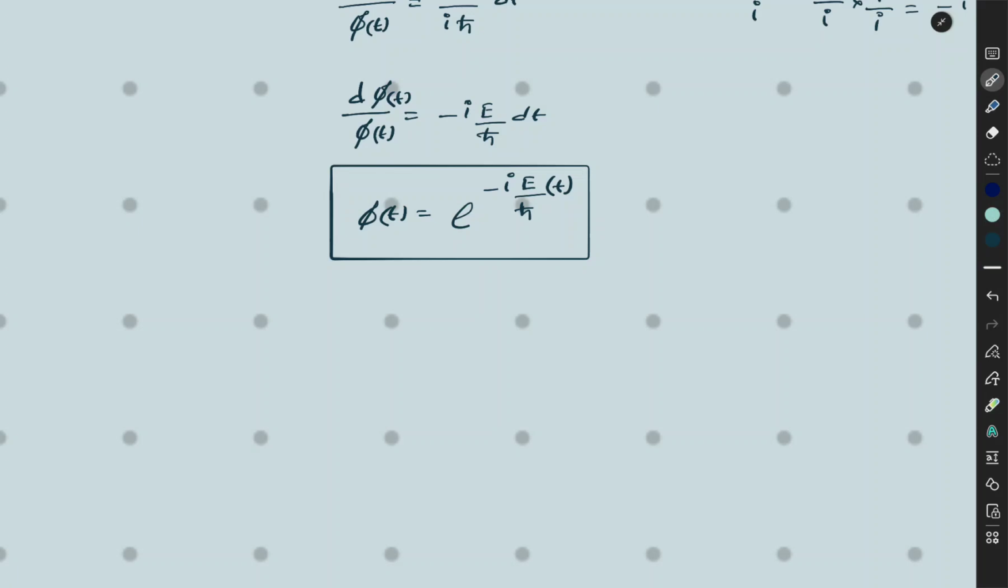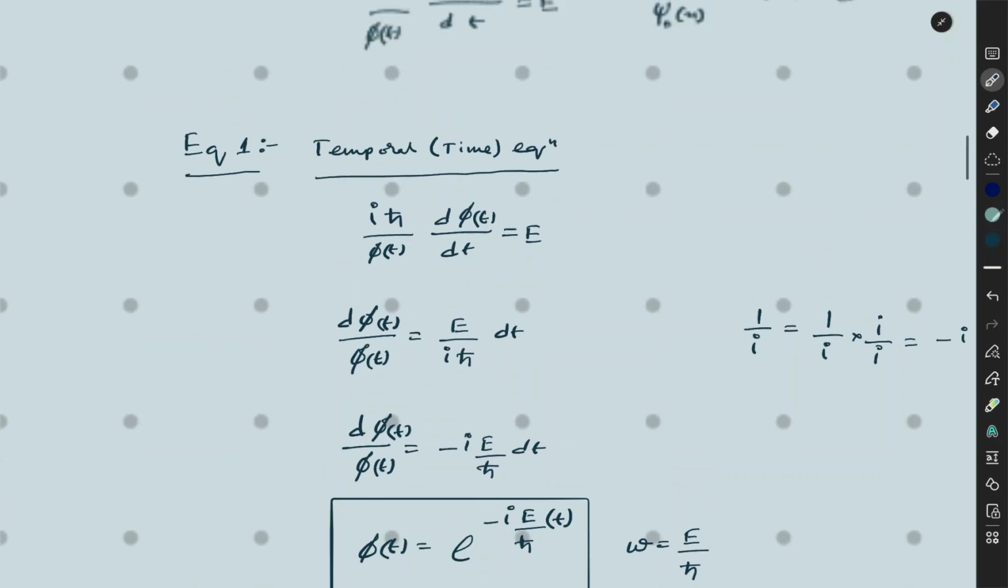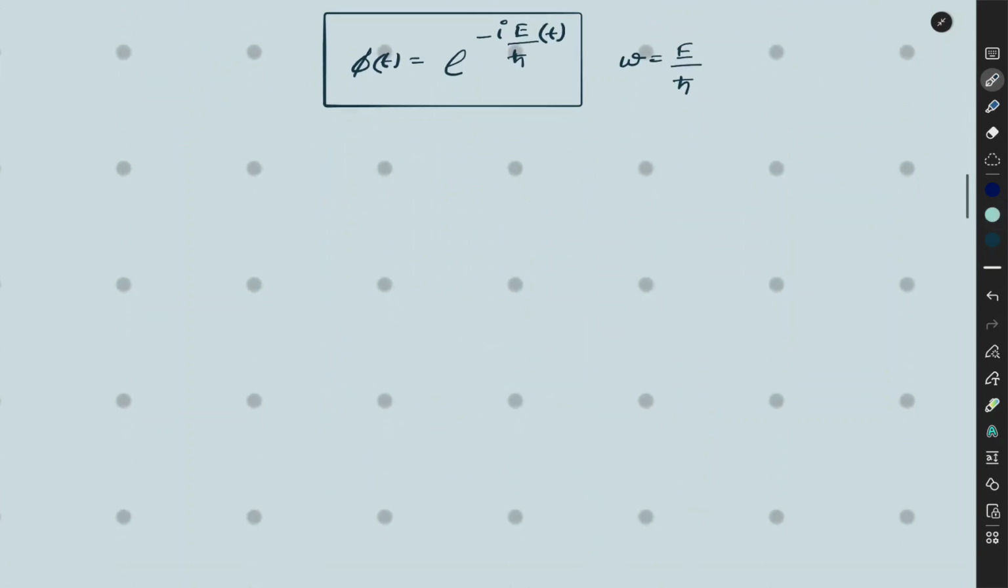So what does it tell us? It tells us that the wave function oscillates in a complex plane. You can see here iota is there. Therefore it oscillates on a complex plane with angular frequency, that is omega equal to E by h cut. And this is equation 1 and equation 2.